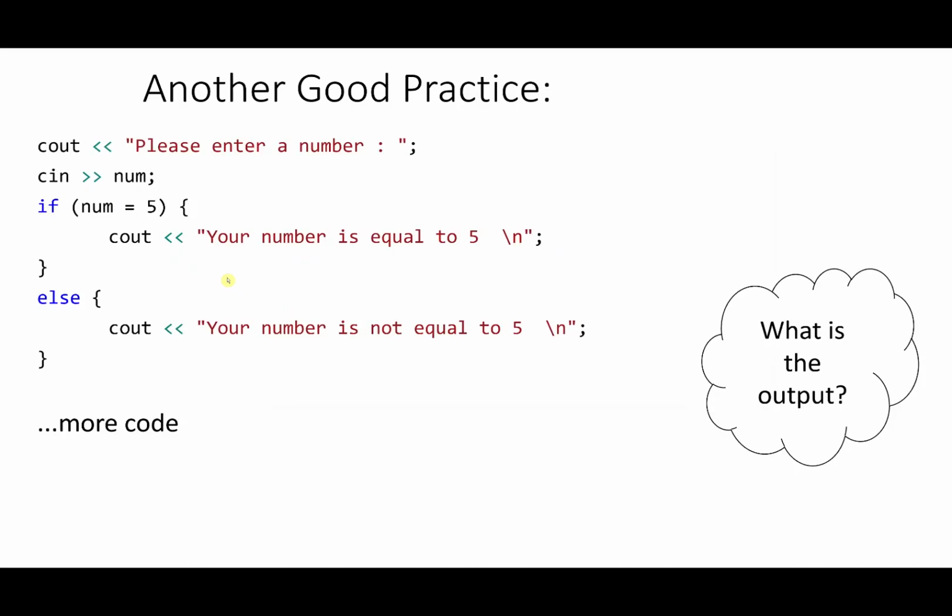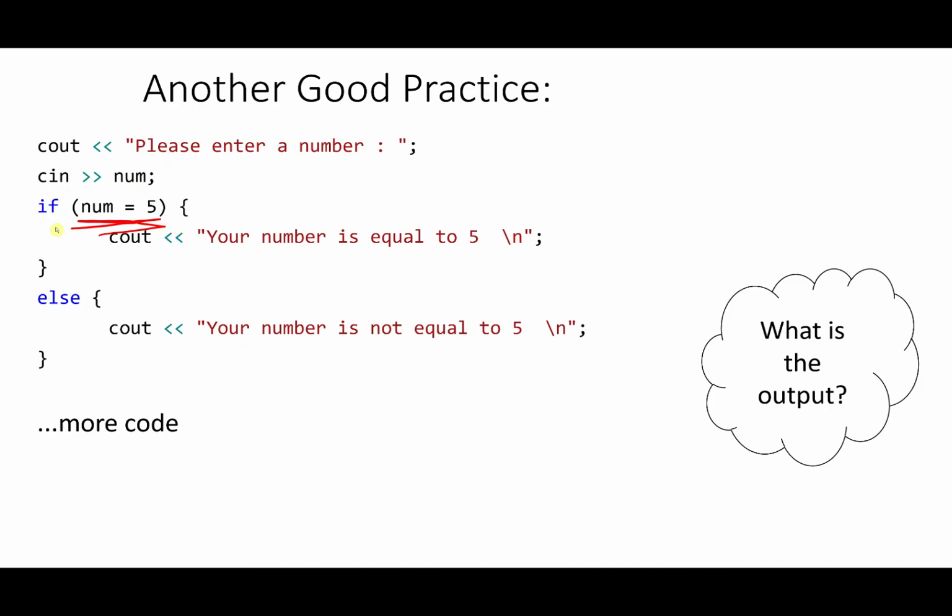Okay, so let's take this one. Please enter a number, then the user enters a number. Now you would say if num equals 5. What you see in here is that you don't actually check the equality, right? What you say is, assign 5 to num, regardless of what the user entered. You're assigning 5 to num.